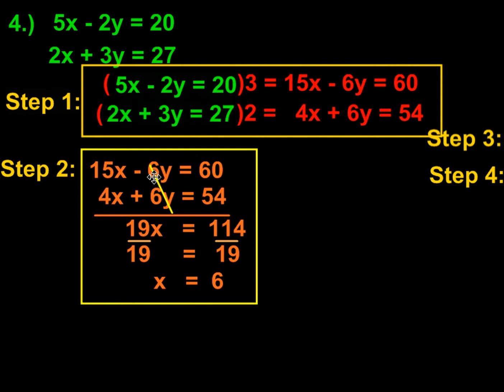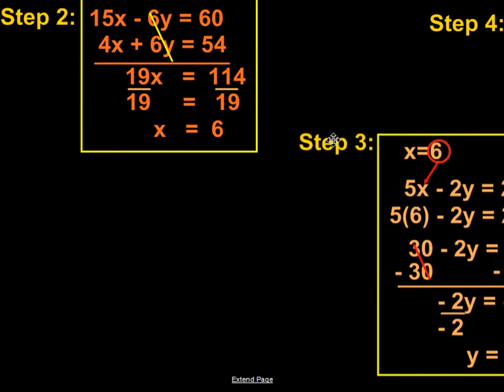For step number 2, I want to take the two new equations and I want to subtract them from each other. So in this case, or add them together, depending on how you want to look at it. So in this case, the 6's cancel out. 15x plus 4x equals 19x, and 60 plus 54 equals 114. Now I divide by 19, cancels that out. Divide by 19, I get 6. So now I know that x equals 6, and knowing that, I'm going to try to solve for y.